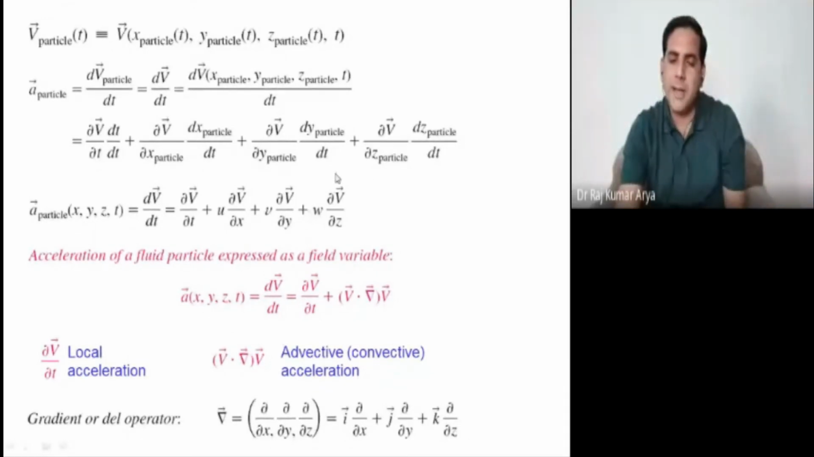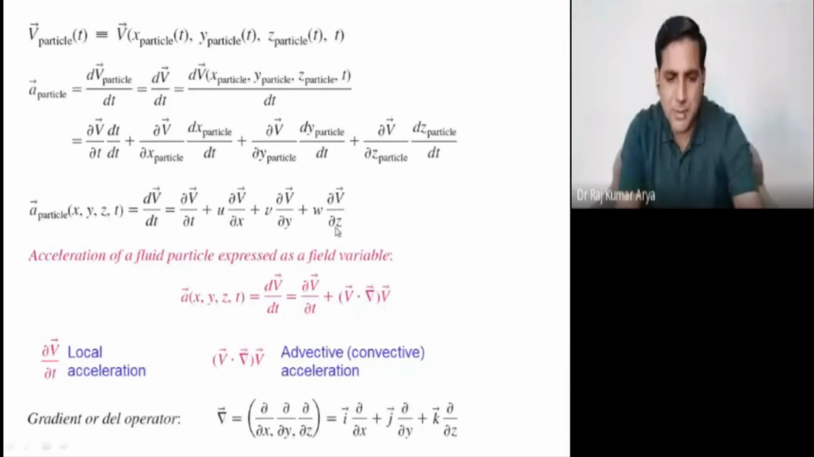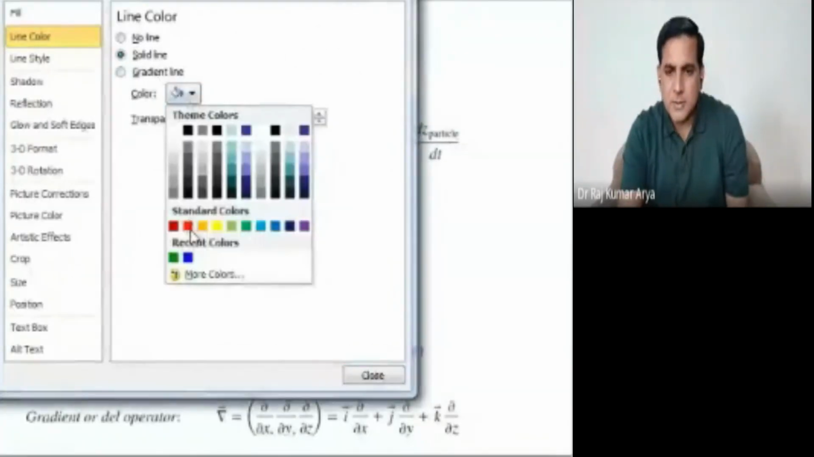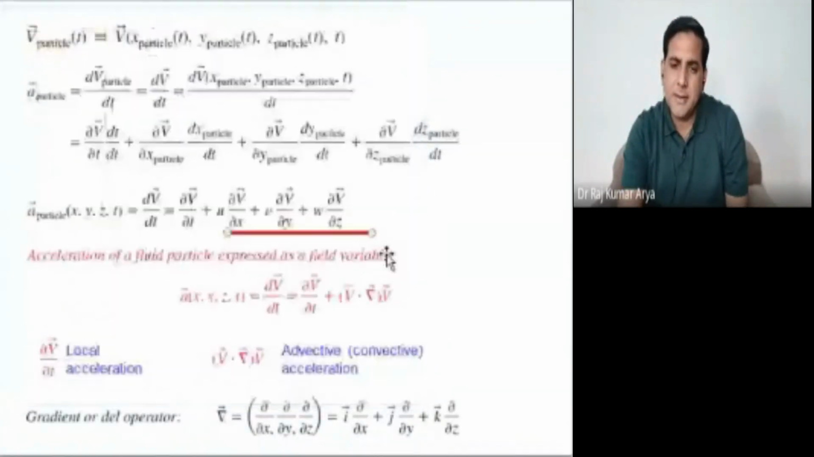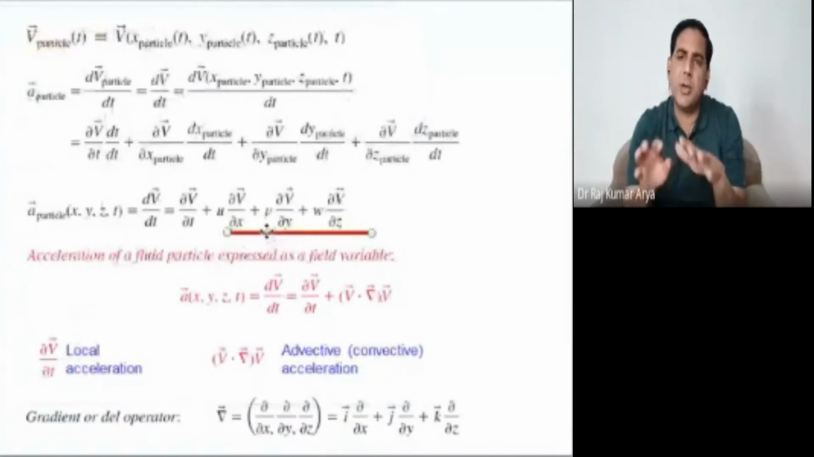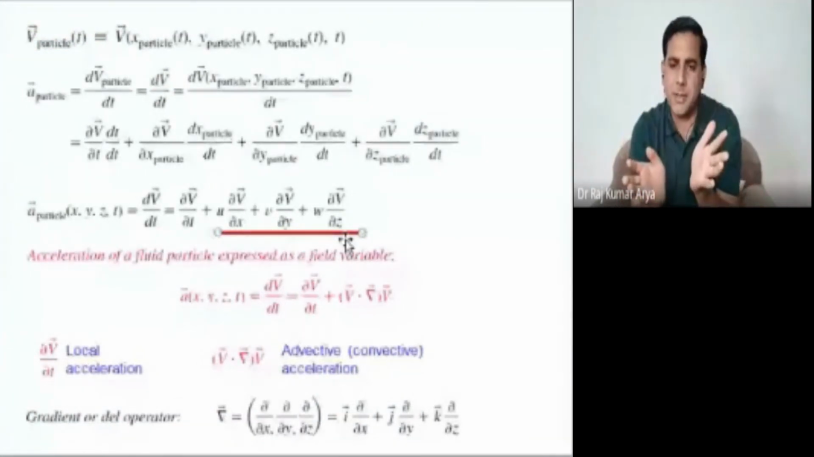So you can rewrite the acceleration of the particle in this particular format. Fine. This underlined term here, these last three terms, are called the convective acceleration of the particles.